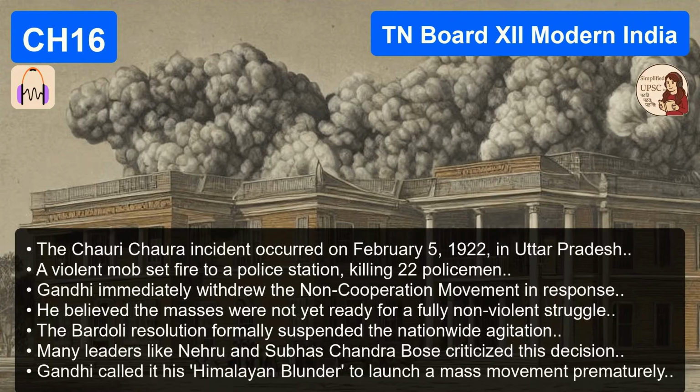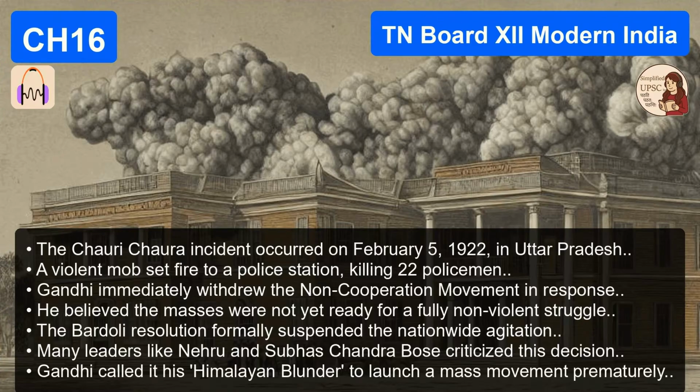Okay, let's connect this to the exams. How does the UPSC see this movement? Well, the 2015 mains had a question about the evolution of national identity in India. And the non-cooperation movement, or NCM, is the absolute key pivot point. It was the first true mass movement. More so than the Swadeshi movement of 1905.